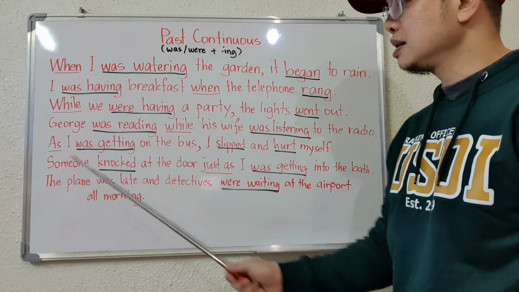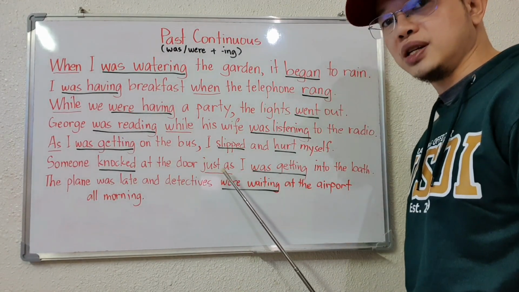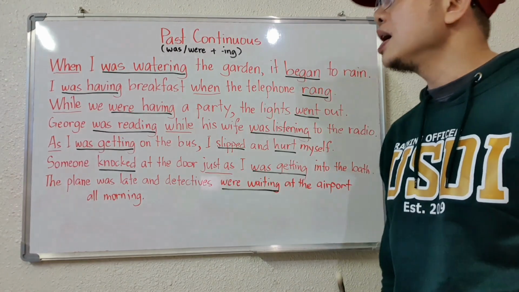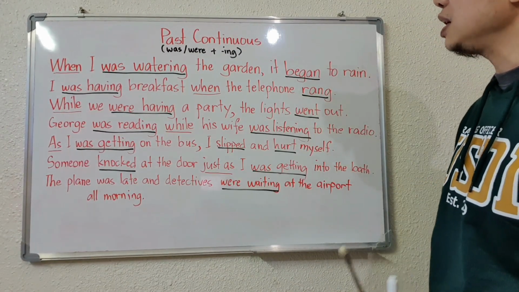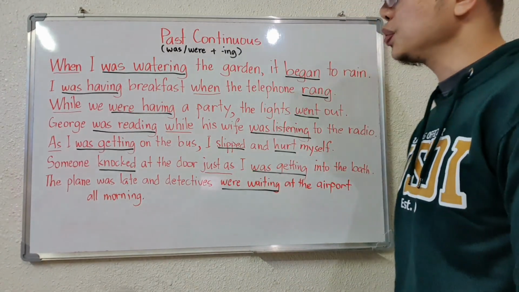while, as, and just as. Now let's see how we use each of the temporal conjunctions. Okay, let's start with when.